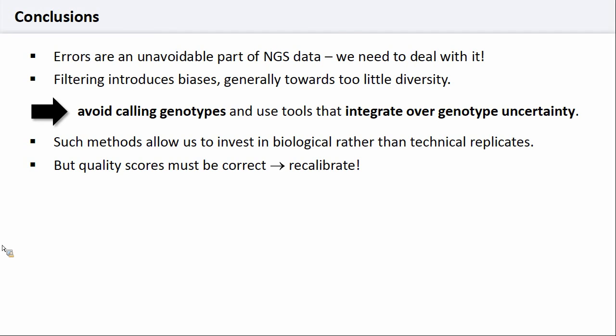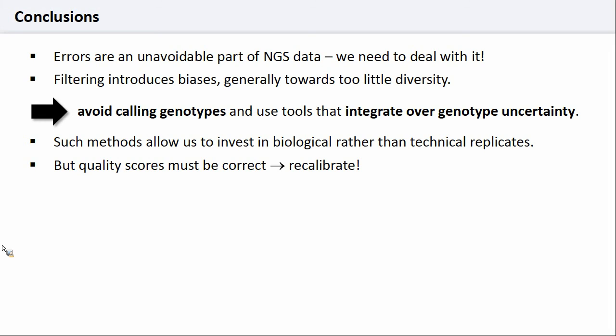The trick that most people in population genetics are moving to is that we try to avoid calling genotypes altogether and rather use tools that estimate what we're interested in by integrating over the genotype uncertainty. If we do that, we have the benefit of being able to work with low coverage data. And if we work with low coverage data, we can invest in more biological samples rather than more reads of one individual. So investing in biological replicates rather than technical replicates, as I said before.